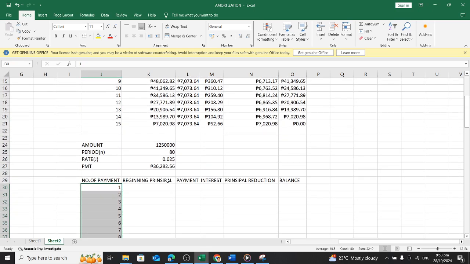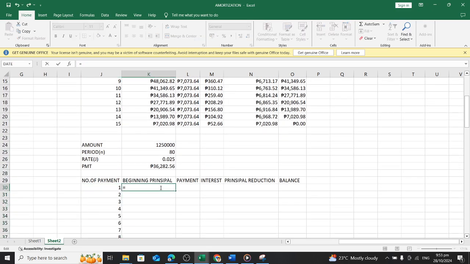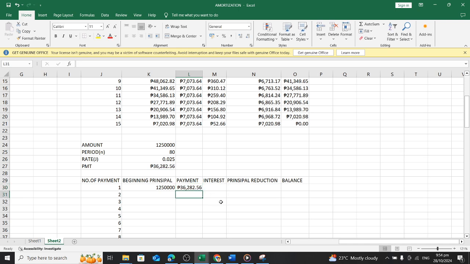Now, what is our beginning principal? That is 1,250,000. Press equals and click our money borrowed or principal. Okay. What is our payment once again? Our payment is 36,282. Since this is constant, don't forget to write the dollar sign. Shift and press 4. Press enter. That is an indicator that that is a constant number or value. Meaning to say, it cannot be changed.